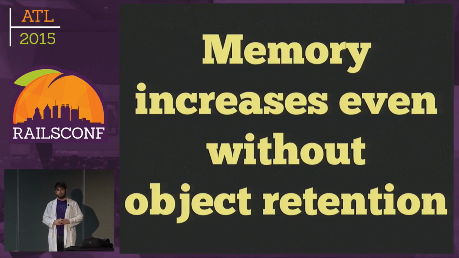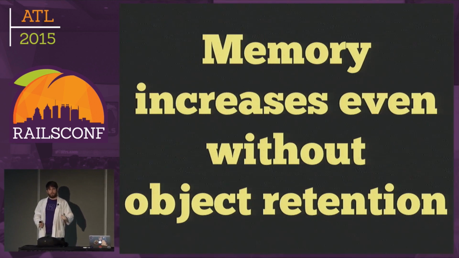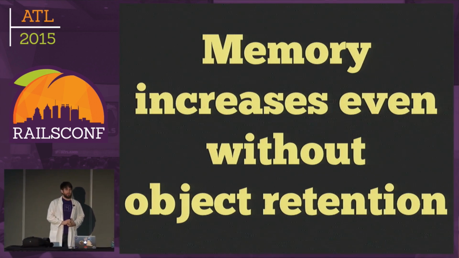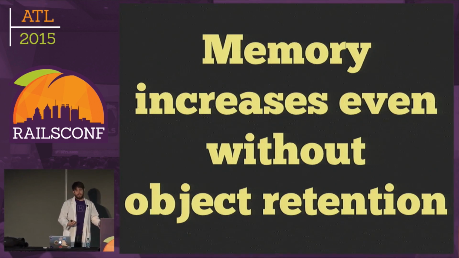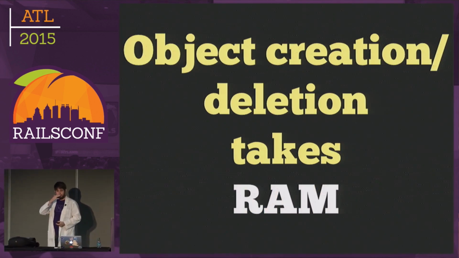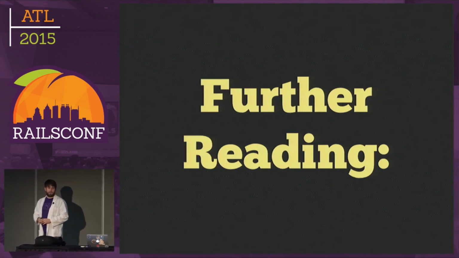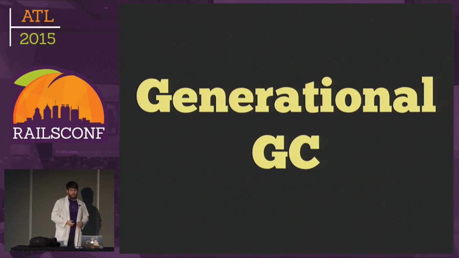Even if you're not constantly retaining objects, even if that retention number stays the same, if you have one request that loads up millions and millions and millions of objects, and only one person ever gets that request once in a day, guess what? Your app is going to be pegged at that memory usage, and charged that memory usage by the operating system until that process dies. So object creation takes up RAM and it takes up time. I do also recommend checking out generational GC. I don't have time to cover it right here.